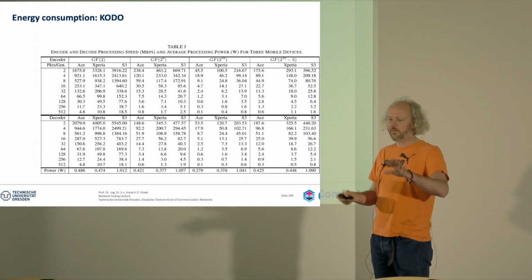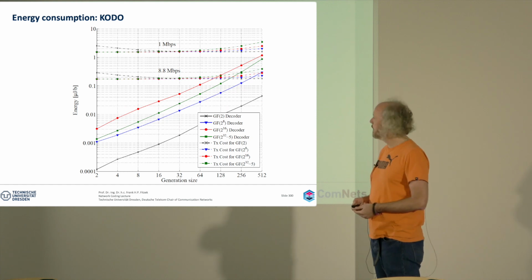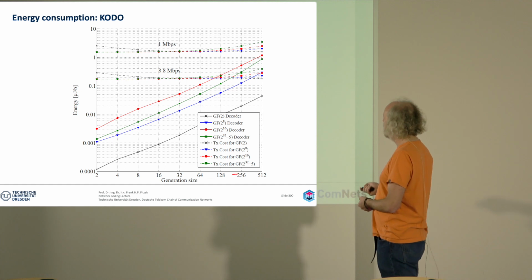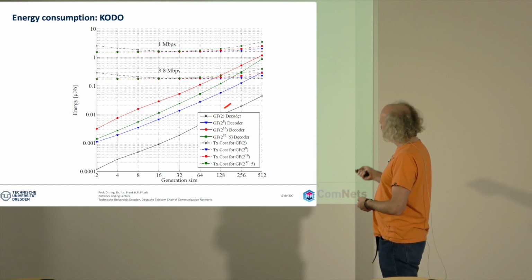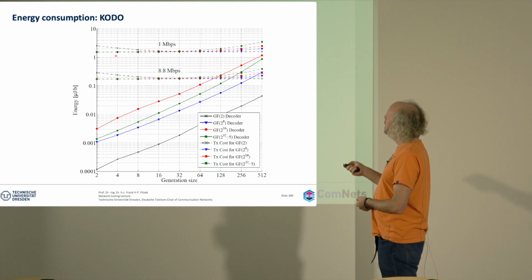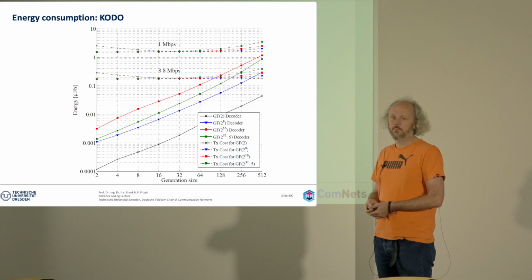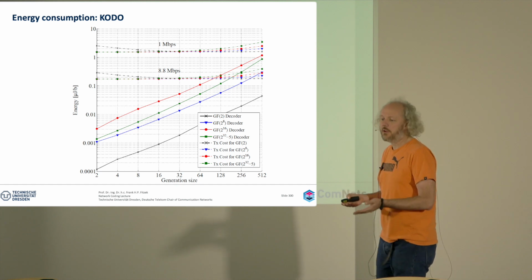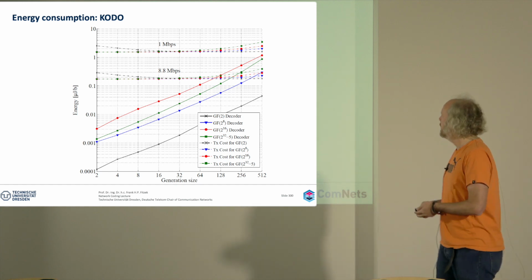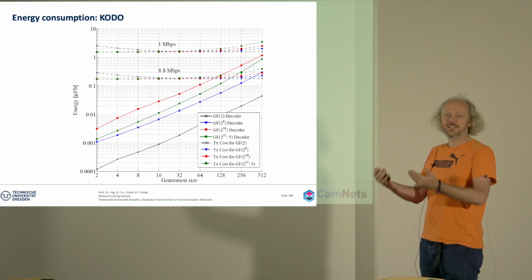Now there are a lot of numbers. And here you see the resulting plot. Now we show energy in microjoule per bit over the generation size. The solid lines here are the decoders, and the dashed lines up here are the transmission. And this is the plot where we can find out whether you have understood or not understood the whole lecture or the basic concept of coding.